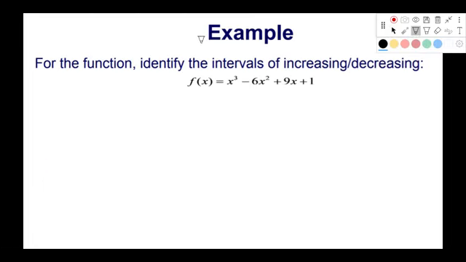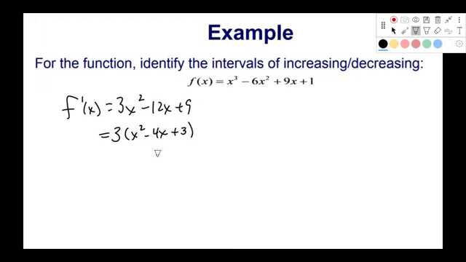So I want you to figure out where this function is increasing or decreasing. So here's my function f. To figure out where f is increasing or decreasing, I'm going to find the derivative of it. So the derivative here is just 3x squared minus 12x plus 9. I can take out the 3. It's a GCF. And I'd be left with 3 times x squared minus 4x plus 3, which conveniently I'm sure will factor.